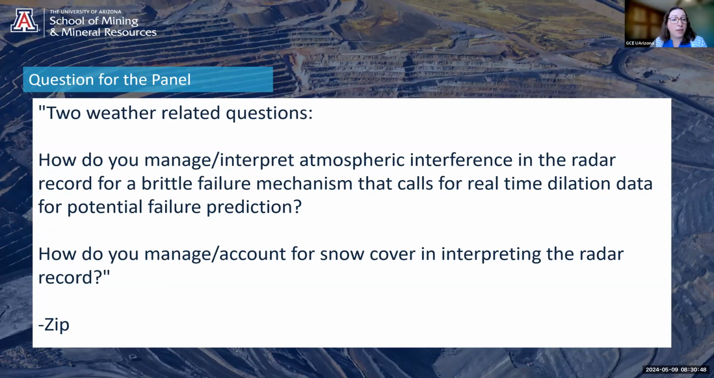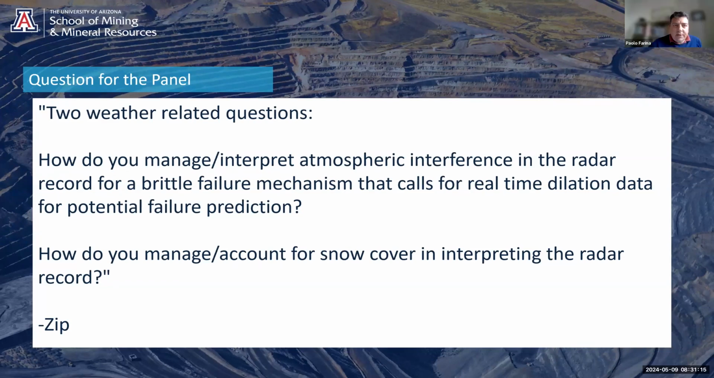Zip has two weather-related questions. One, how do you manage or interpret atmospheric interference in the radar record for a brittle failure mechanism that calls for real-time dilation data for potential failure prediction? And how do you manage or account for snow cover when interpreting the radar record, which we may have discussed. So any comments on this question from Zip that are in addition to the snow discussion we were just having?